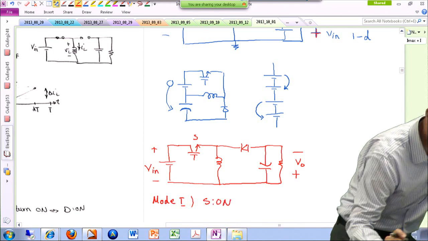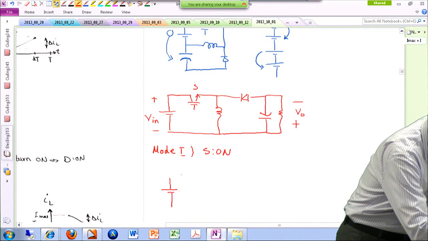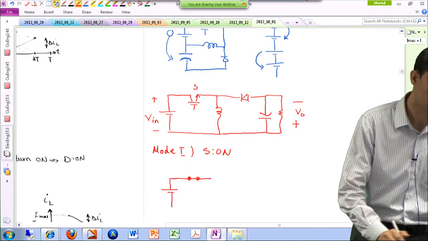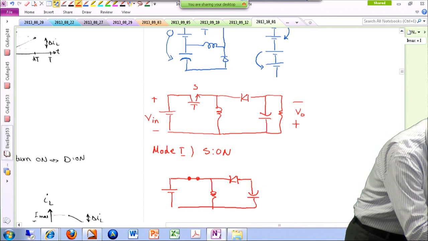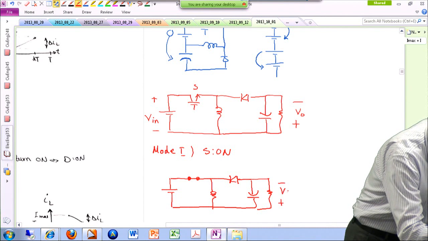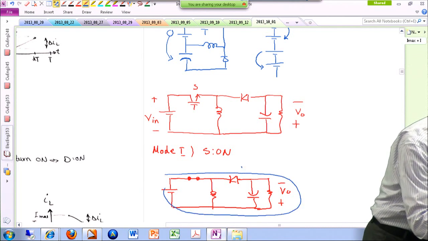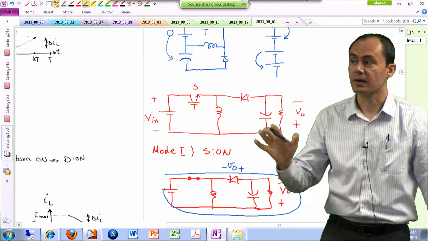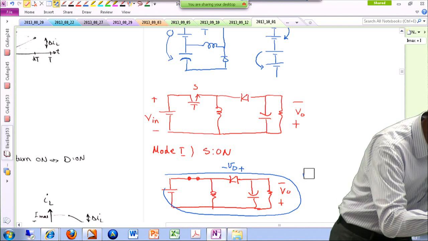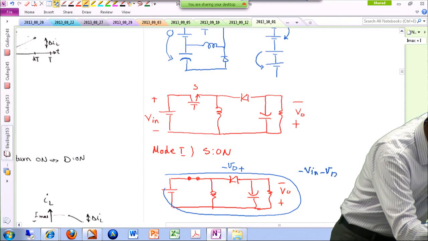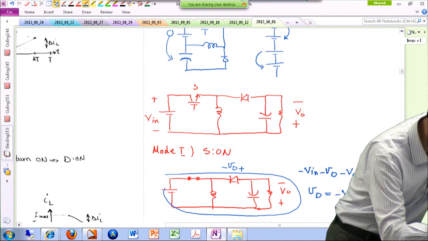Switch is on. I want to see what's happening to the diode if the switch is on. So let's take a look. Switch is on. I replaced it with a short circuit. I don't know what's happening to the diode. And here's my output voltage. So apply KVL around this loop to find the voltage drop across the diode, always from anode to cathode. Let me write KVL and do that. So negative Vin, negative VD, negative Vout equals 0. So VD is negative Vin, negative Vout.